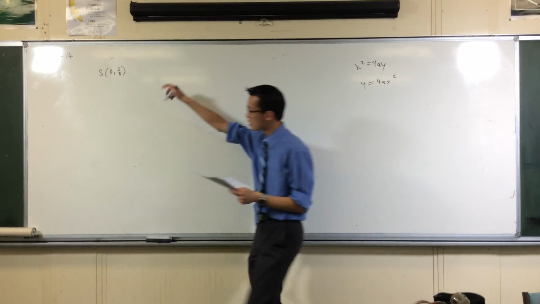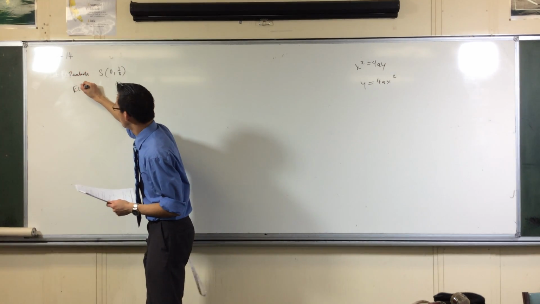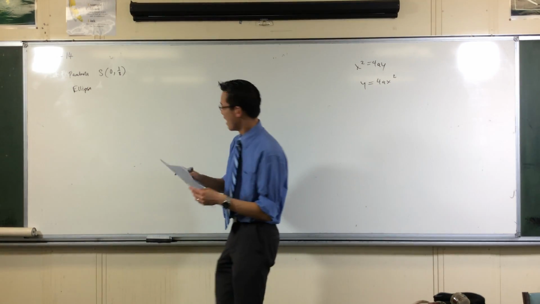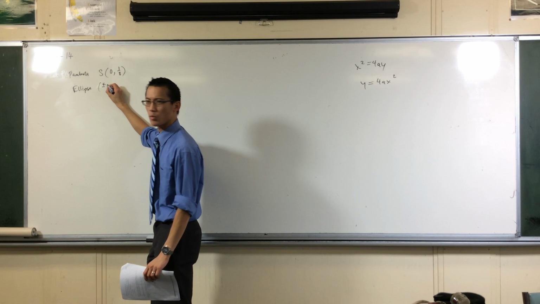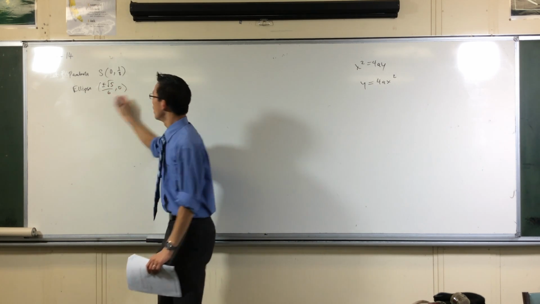Now, once you got that, that's for the parabola. The ellipse, believe it or not, did have 2 foci, like most ellipses do. I think it was, what was it, plus or minus root 5 on 6, wasn't it? Okay, there you go.